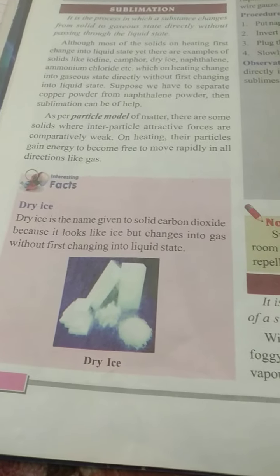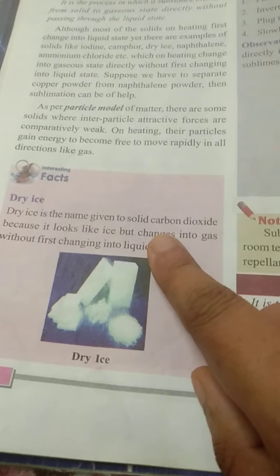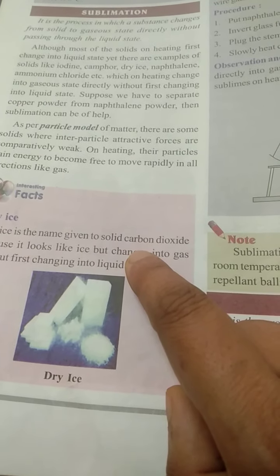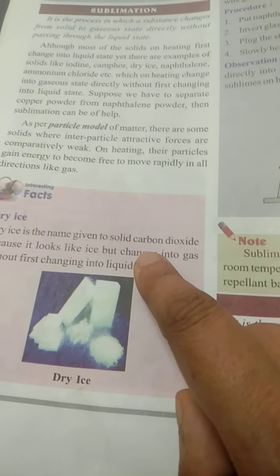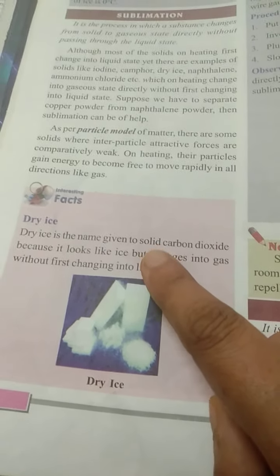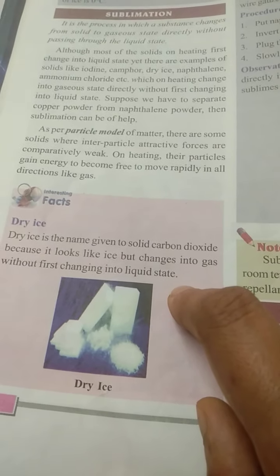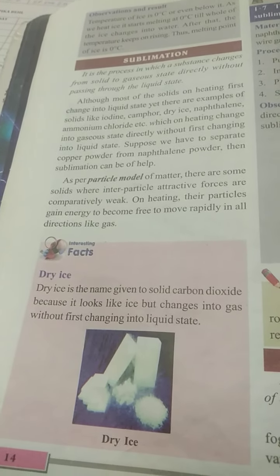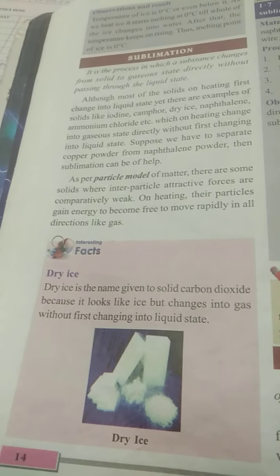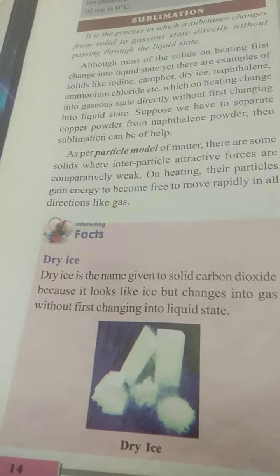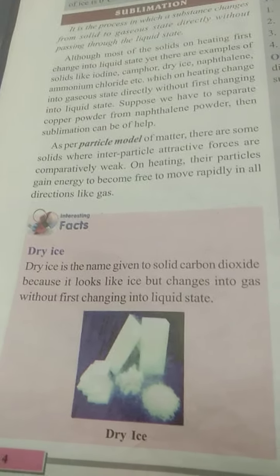For example, it is written, what is dry ice? Dry ice, note this, okay. Dry ice is the name given to solid carbon dioxide. What is dry ice? It is nothing but solid carbon dioxide, because it looks like ice but changes into gas without first changing into liquid state. Why is it called dry ice? Because it looks like ice, but it changes from solid to gaseous form without changing into liquid. So that is why it is called dry ice.